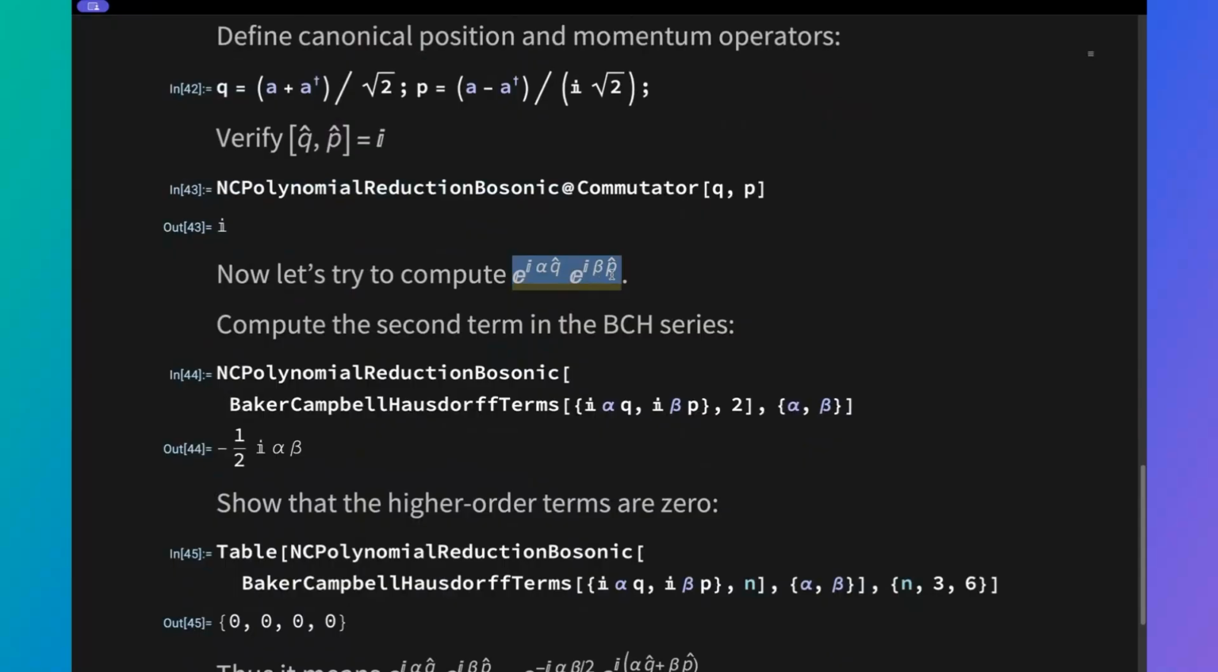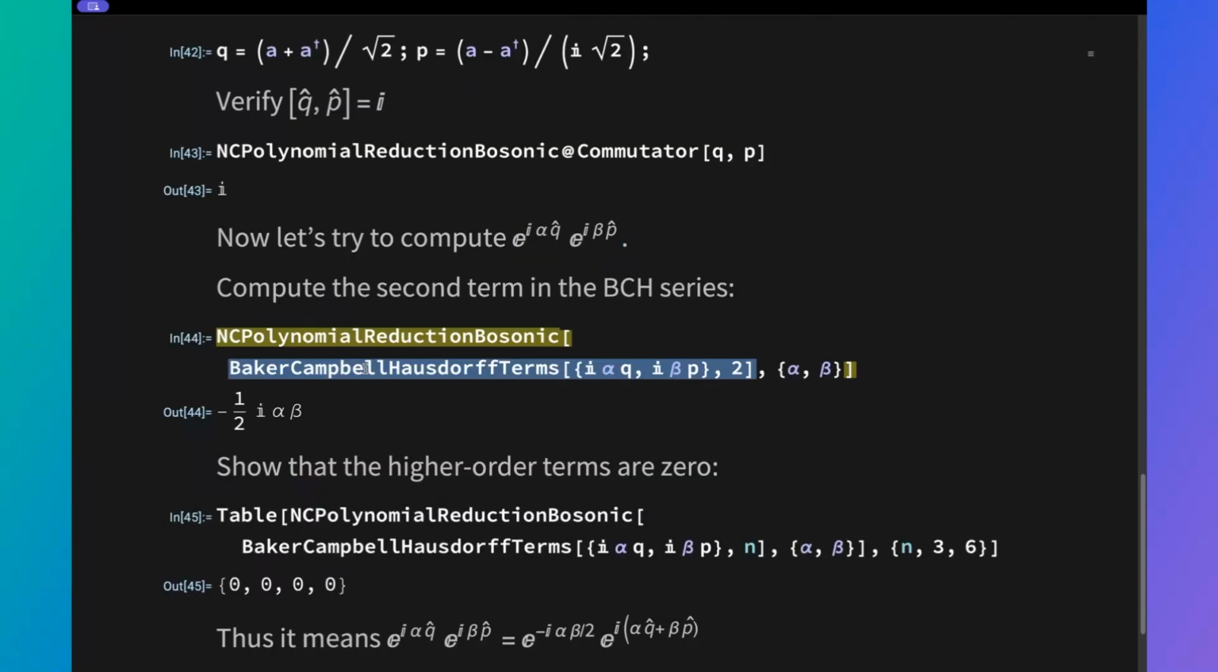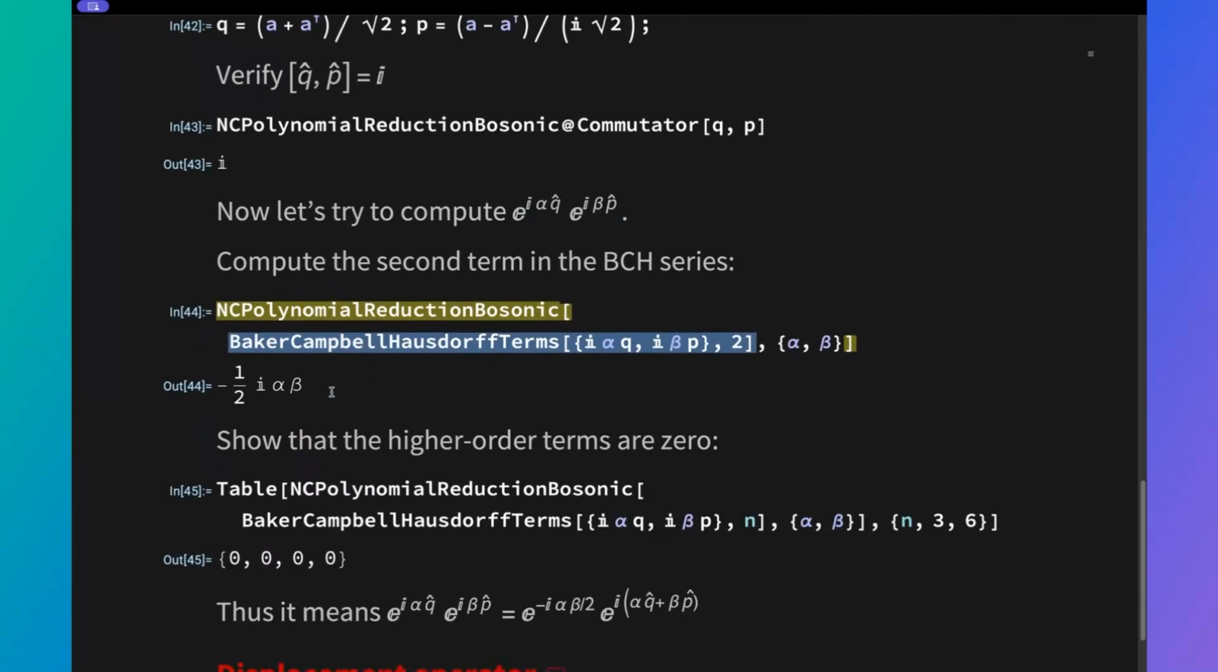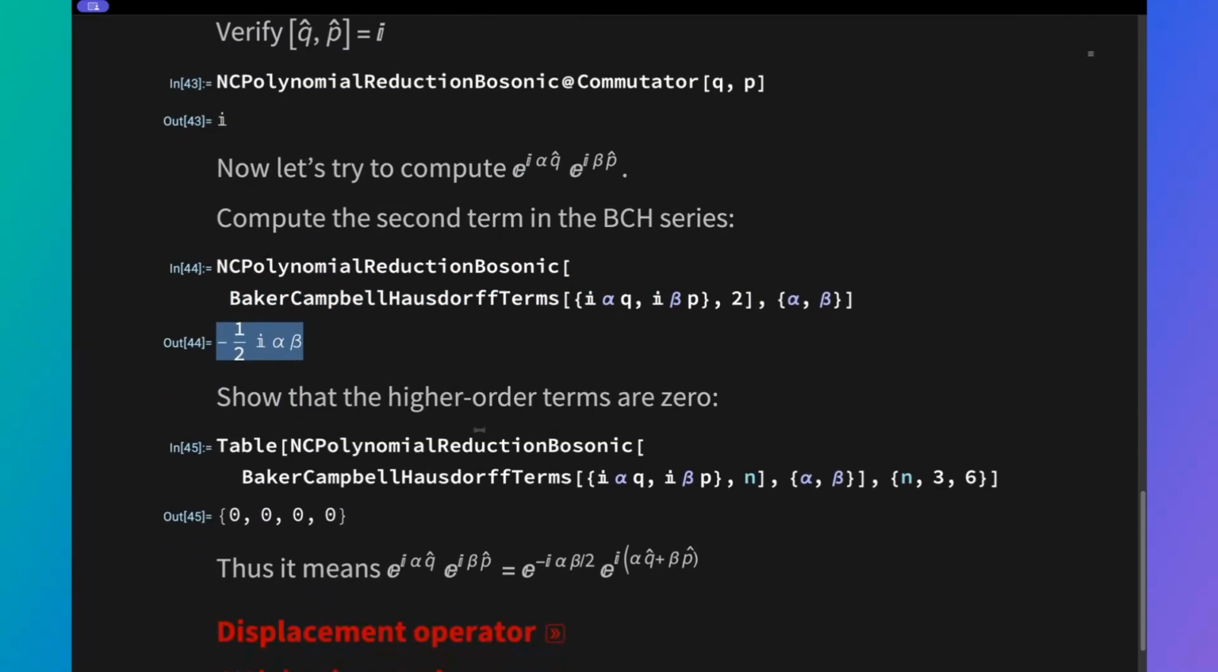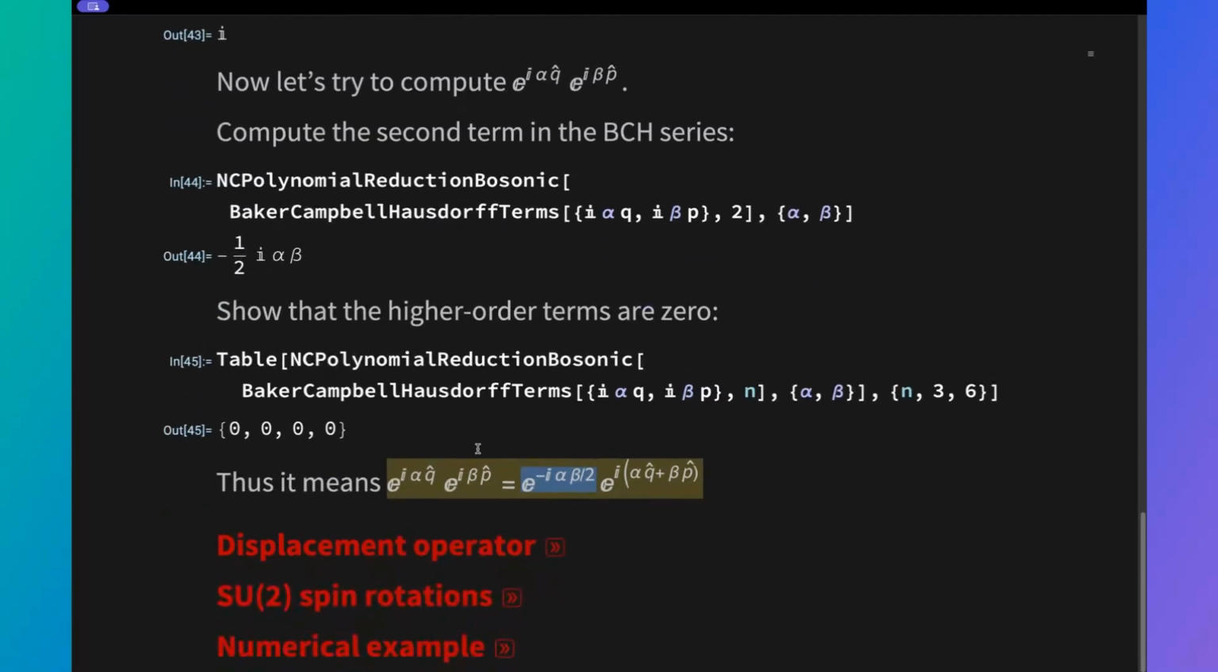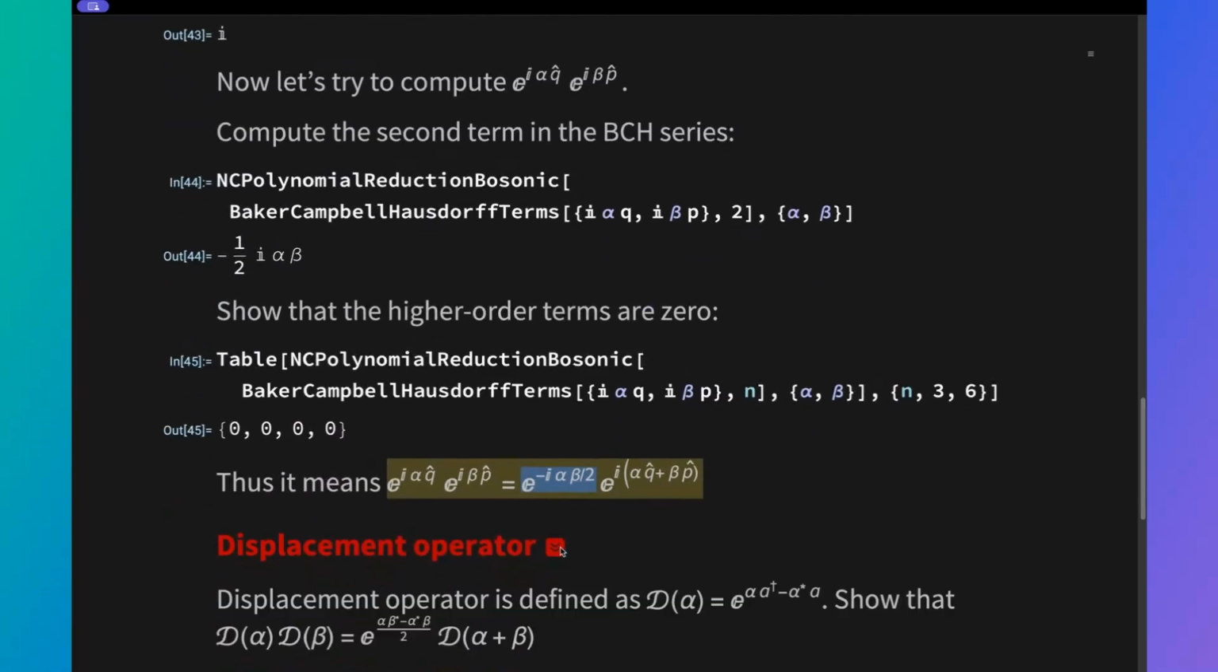Anyhow, as before, let us consider a multiplication of their exponentials, and I can find different BCH terms. Like the previous example, the second one is a C number, and of course, higher order terms are going to disappear. So again, we get a simple formula, which is basically the summation of those exponentials multiplied by an overall phase. Okay, so these are, as I said, simple Lie algebra relationships, and that's why our formulas look relatively simple.